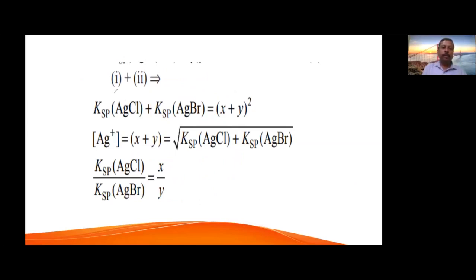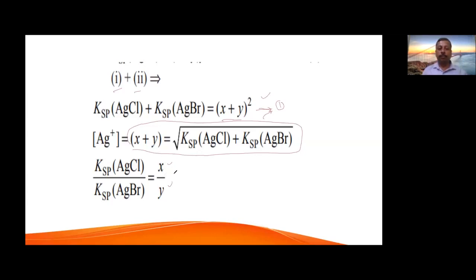See, here this is equation 1 and equation 2. KSP is equal to X plus Y whole square. This is one equation. Actually, we got two variables. So, we can say X plus Y is equal to square root of KSP. Whichever is comfortable, you can take this as equation 1. That is one variable. And if you divide both of them, X plus Y and X plus Y will get cancelled. So this is the second equation you will get.